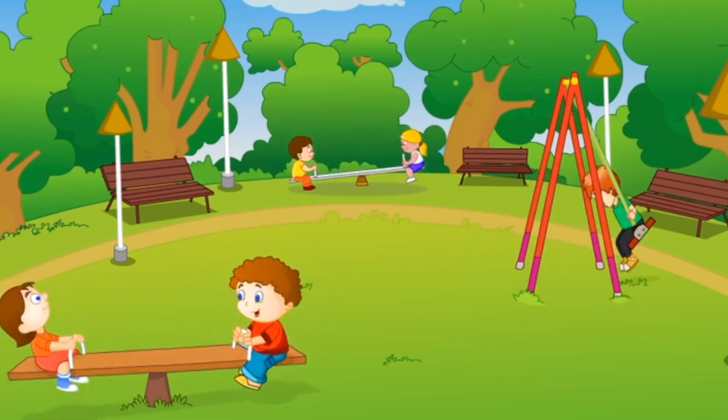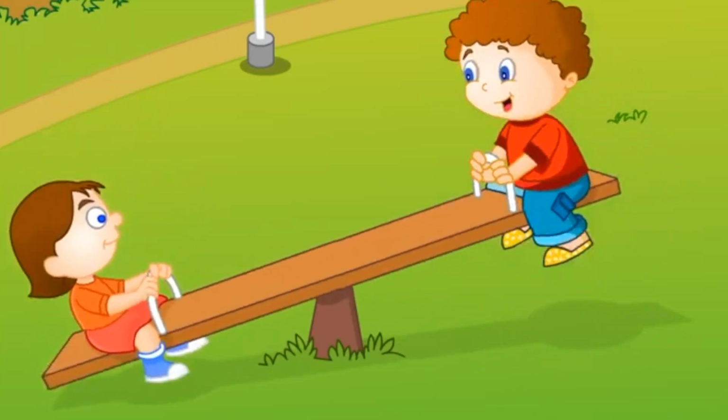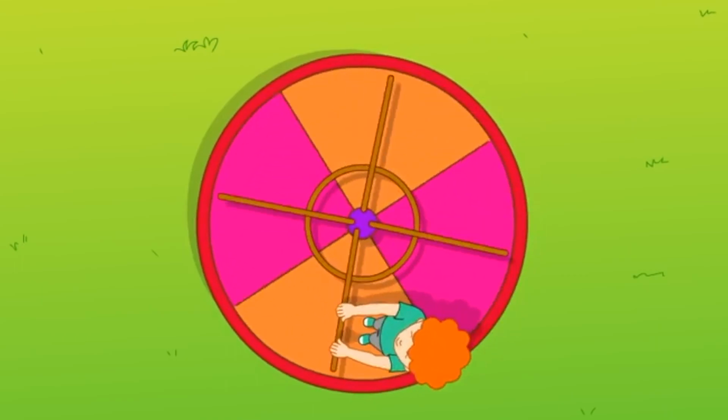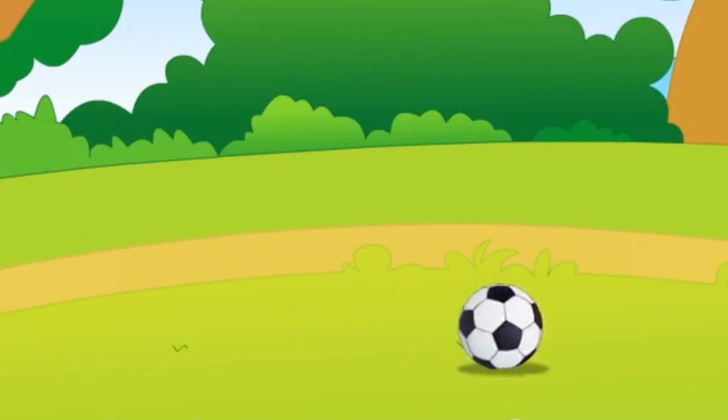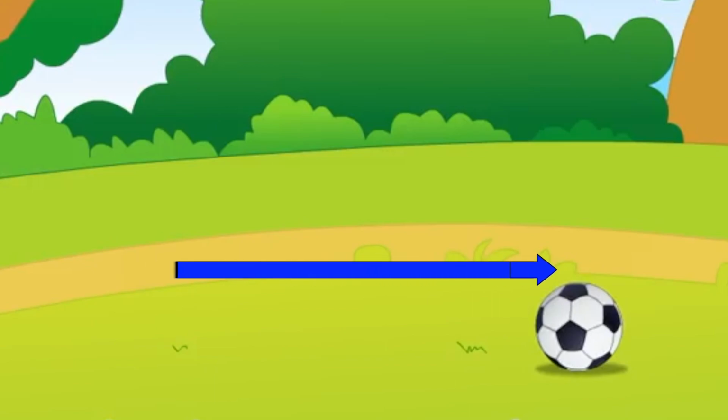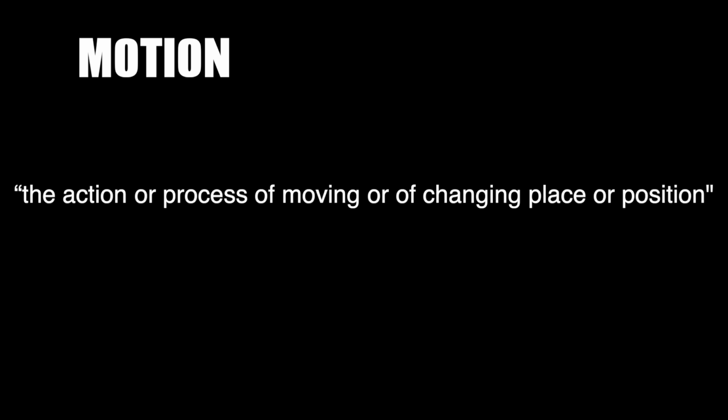Forces in motion. Imagine a playground. That playground is the playground of physics. Every activity done on that playground is related to physics, especially forces in motion. For example, let's look at that soccer ball rolling on the ground after being kicked by a kid. The ball is changing its position over some time. This is called motion. Motion is defined as the action or process of moving or of changing place or position.